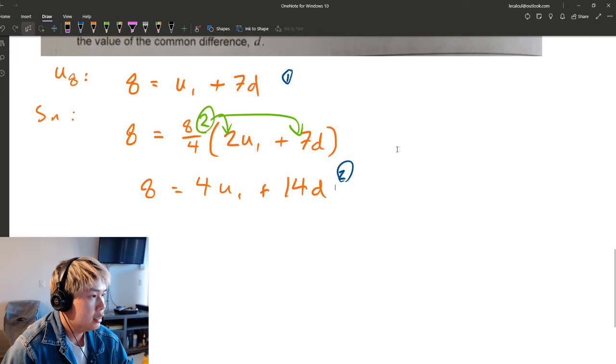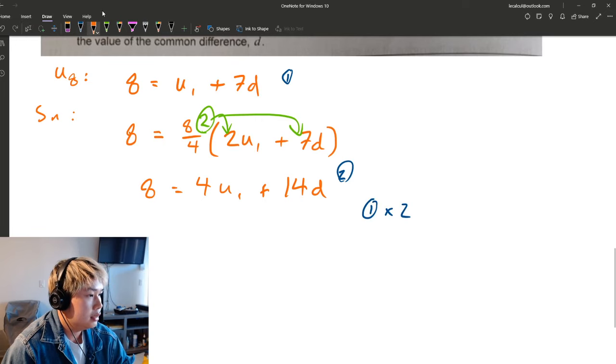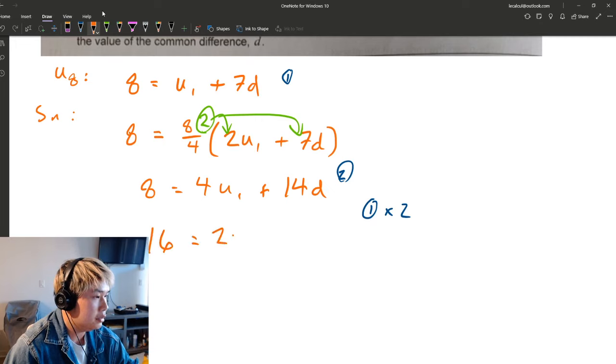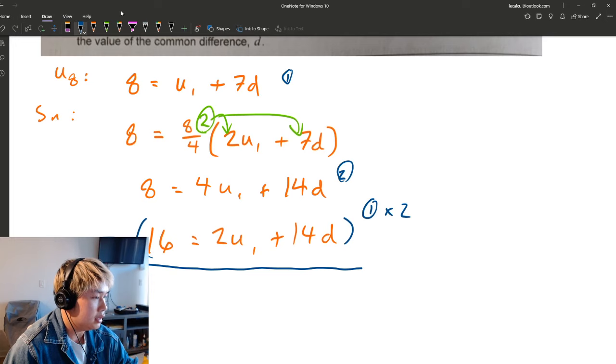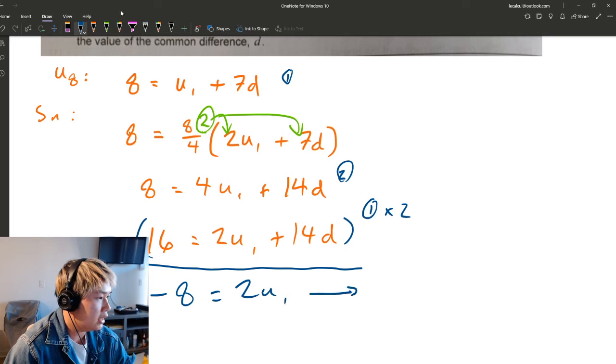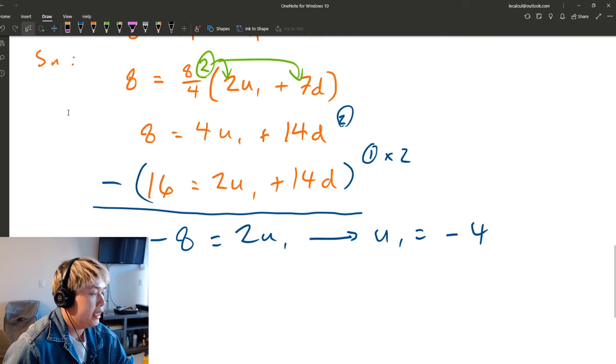I like elimination. So I'm gonna take equation 1 and multiply it by 2. So I'm gonna get 16 is equal to 2u1 plus 14d. And what I can do is subtract these two equations now. So I'm gonna get -8 is equal to 2u1, which means that u1 should be -4. Okay. And then from there, I can just plug it back into, say, equation 1 and find out what the common difference is.